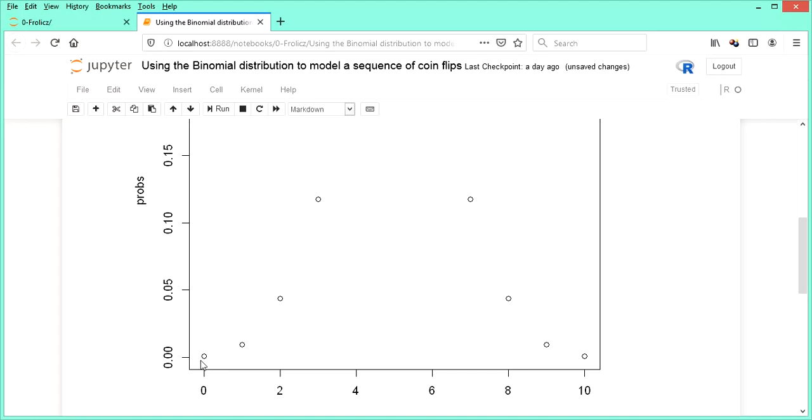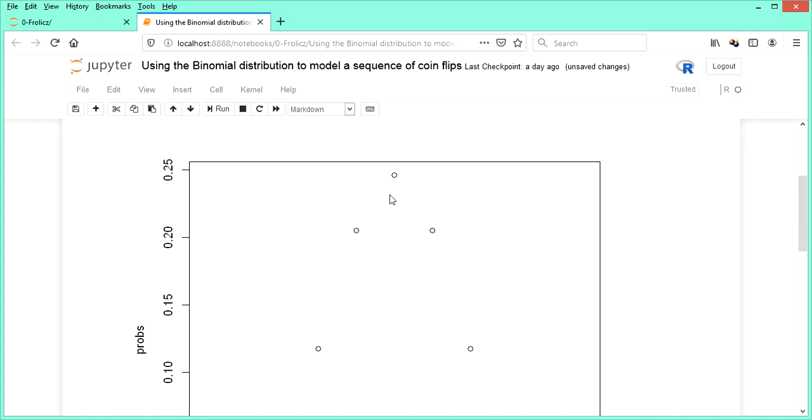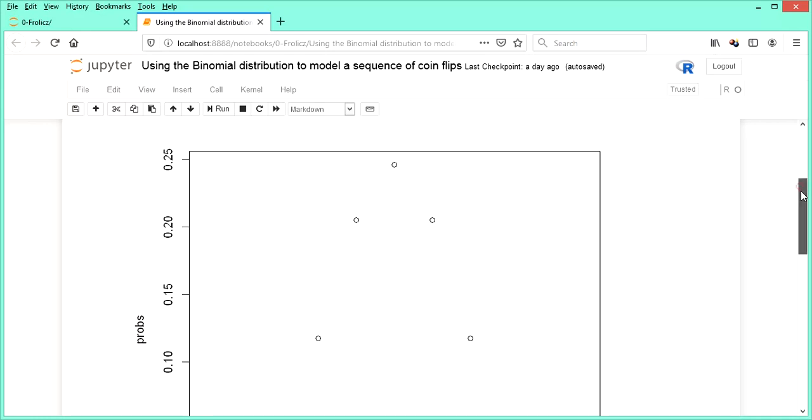So for example, we see that the probability of getting no heads is just above 0, so it's possible but unlikely. The probability of getting say 2 heads is just under 5%. The probability of getting 5 heads is 0.25, which is interestingly the most likely, which is what we would expect. Since the probability of a head is a half, we would expect that when we flip the coin 10 times, 5 of those times will be heads.